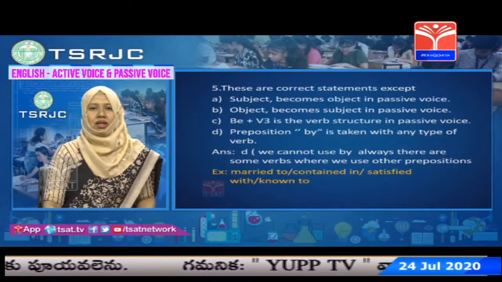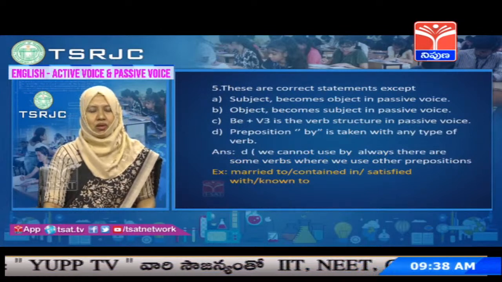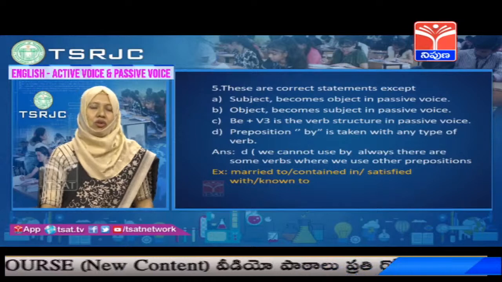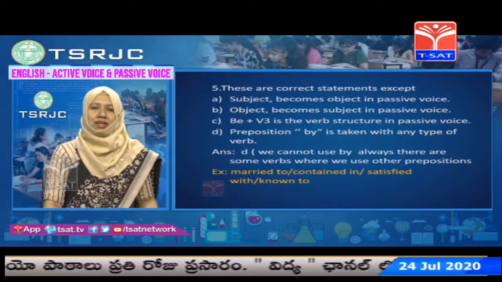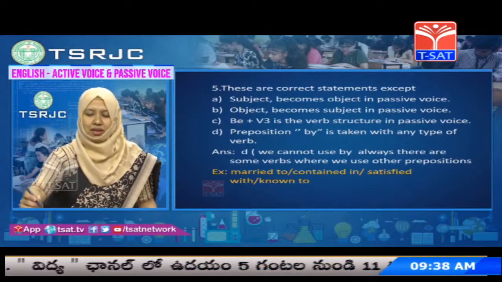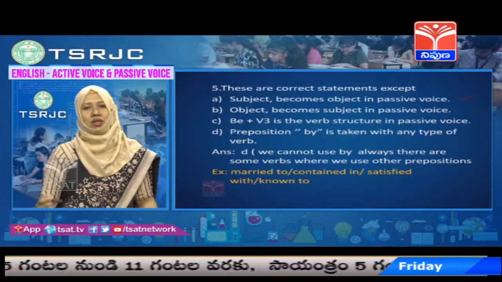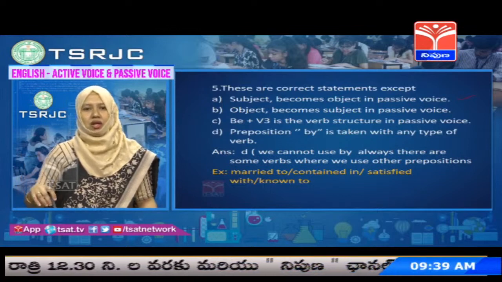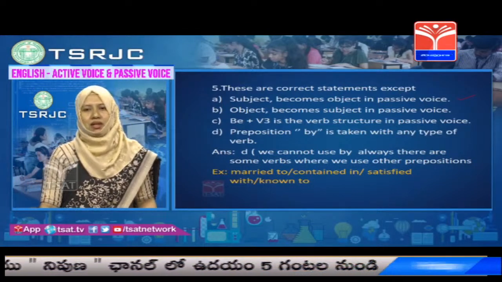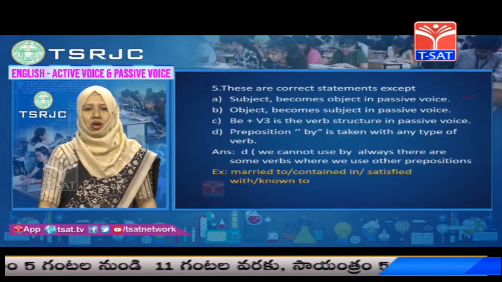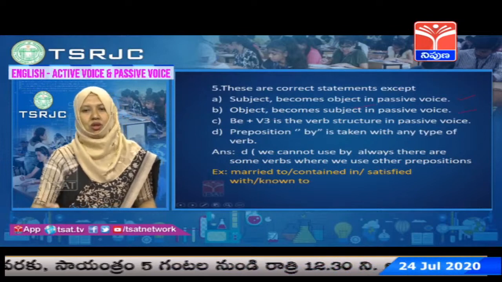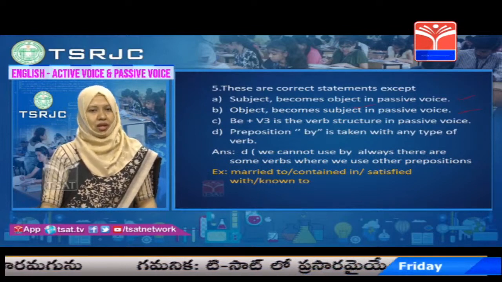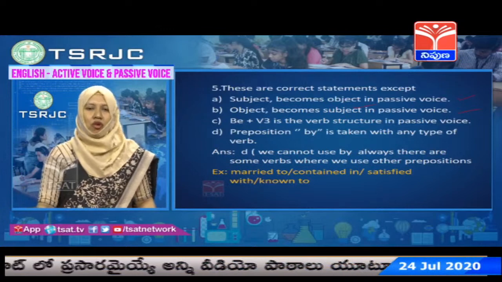Next question. These are correct statements except. You have to find the incorrect one. Out of 4, any one is wrong, 3 are correct. So, you have to look at which option is wrong. Subject becomes object in passive voice. We have discussed this, and you know that always when we are changing passive voice, the subject of the active voice becomes the object in passive voice. Second option, object becomes a subject in passive voice. Yes, that is also correct. Object changes to subject in passive voice. This is also correct. B plus V3 in the verb structure is in passive. Yes, we take B plus V3 form. This is also correct.